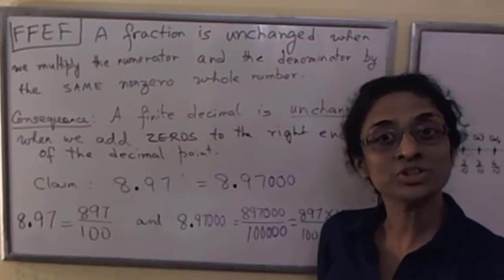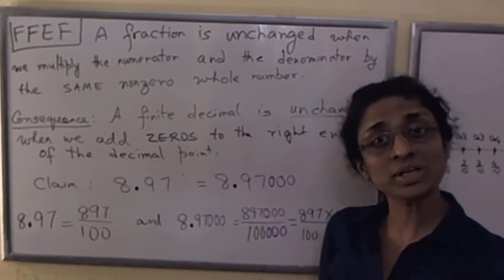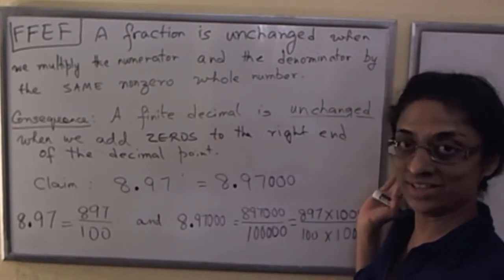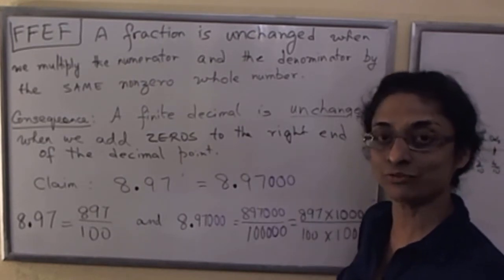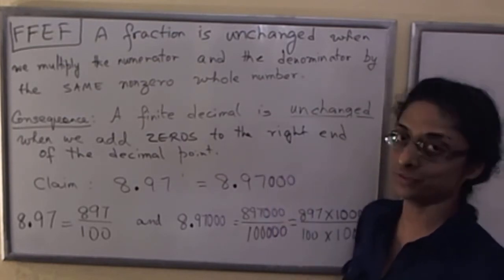Hi, today I want to reason with you that if we are given a finite decimal, it is okay to add some extra zeros to the very right of the decimal point. It doesn't change the finite decimal that we're given. So let's look at what I've written for you here.